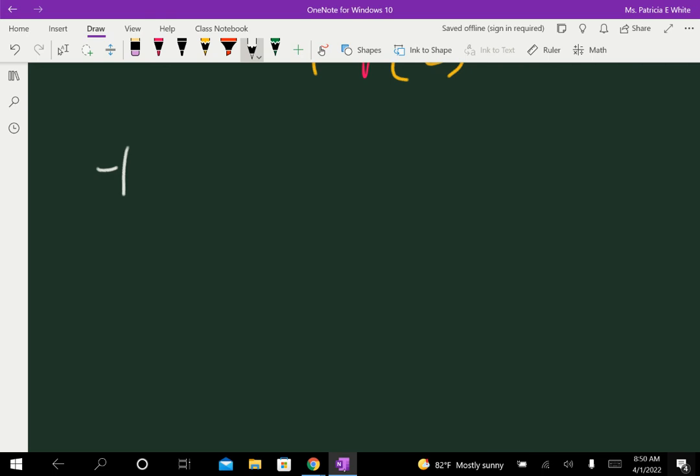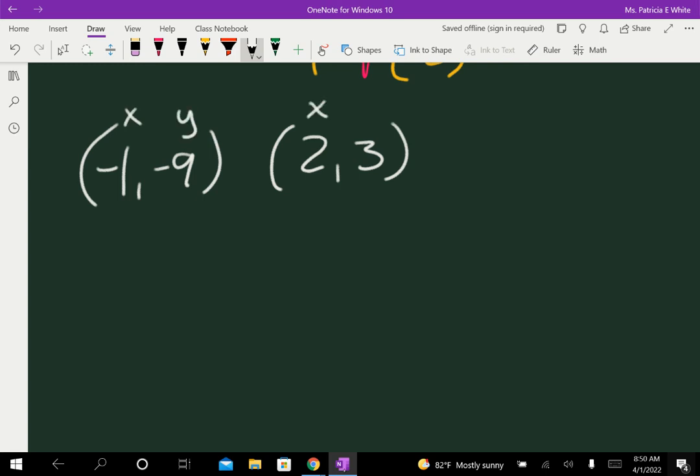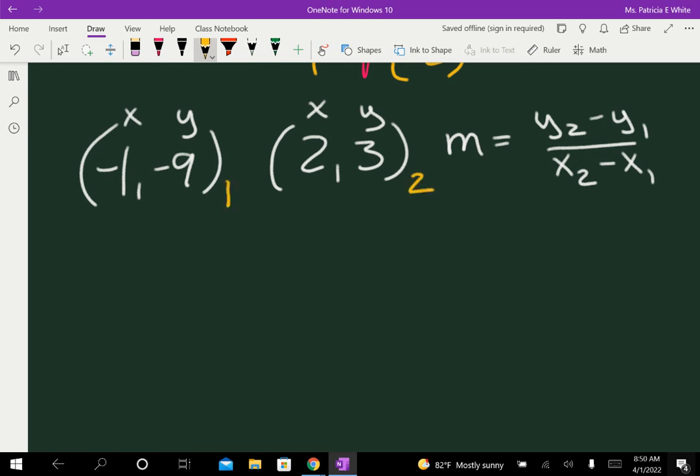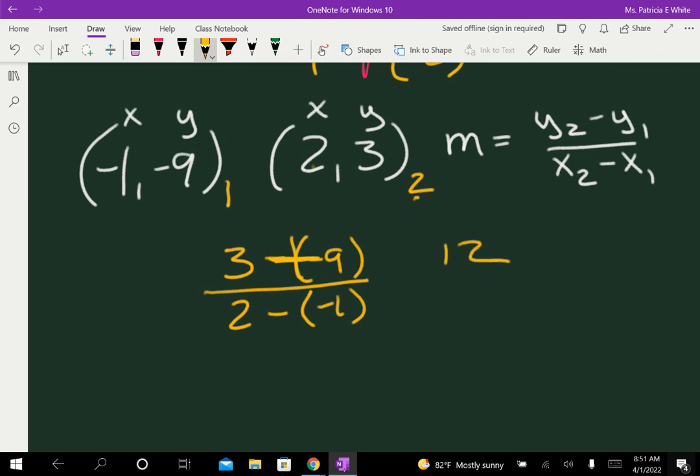-1, -9, 2, 3. Again, first number is x, second number is y. Slope formula, y2 minus y1 over x2 minus x1. You get to choose who's your point one and two. Again, I'm not going to spend any time on picking one. So y2 is 3 minus y1, -9, over x2, 2, minus x1, -1. Again, we've got that double negative, so that's a 12 over 3. That gives me a 4, right? So my slope for that side is 4.